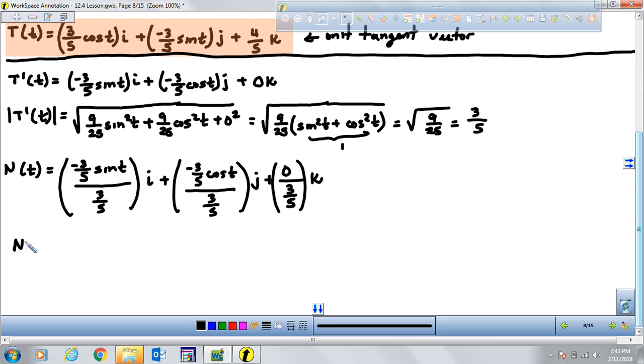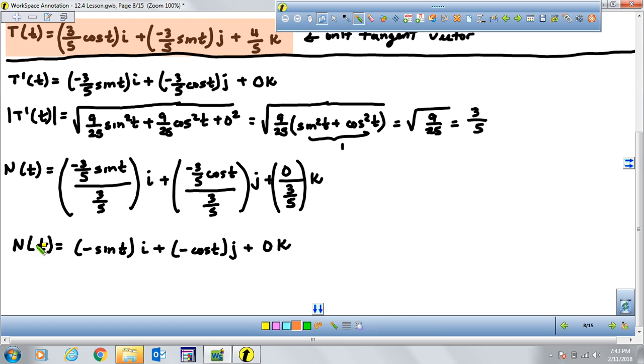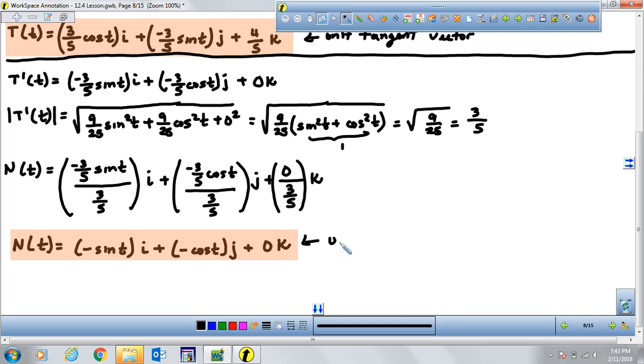So our principal unit normal vector is going to be, this reduces, so that leaves me with negative sine of t. That's my i component. Plus, this reduces, so that leaves me with negative cosine of t. That is my j component, plus 0k. So this will be our principal unit normal vector.